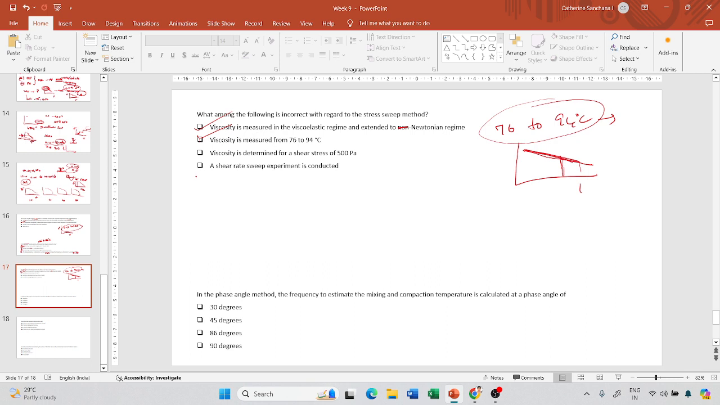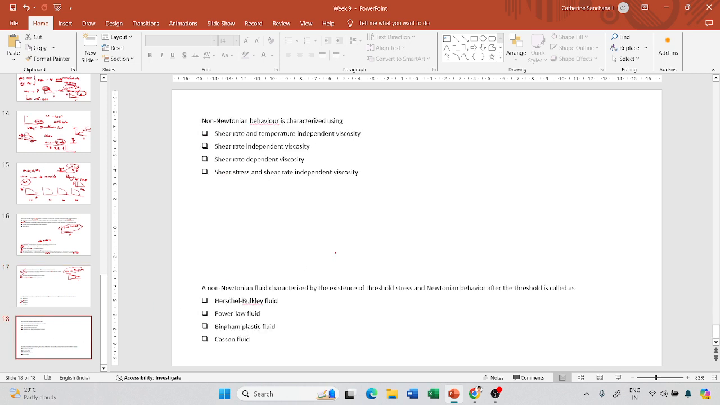Viscosity is determined for a shear stress of 500 Pascal is also correct. A shear rate sweep experiment is conducted. No, you do a shear stress sweep experiment. Okay. In the phase angle method, the mixing and compaction temperature is calculated at a phase angle of what? So just now we saw we calculate the mixing and compaction temperature for a frequency corresponding to 86 degrees. Okay, where it is starting to become Newtonian. Okay, not 90 degrees but 86 degrees.